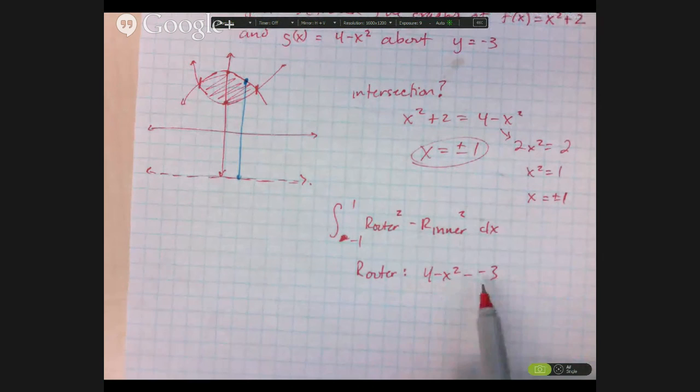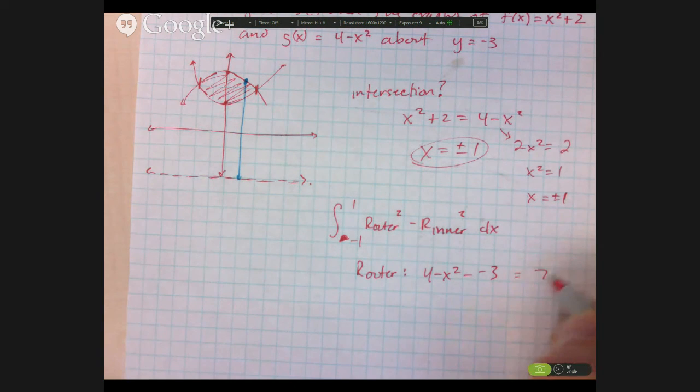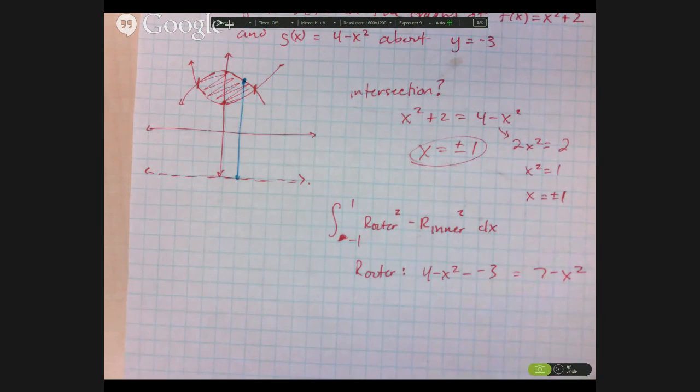The effect is addition, right? So all we're doing basically is shifting that function up 3 spots and making it an x-axis reference. Okay. So we have 7 minus x squared.